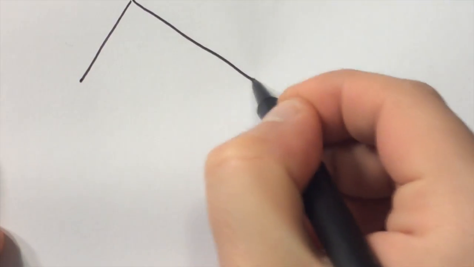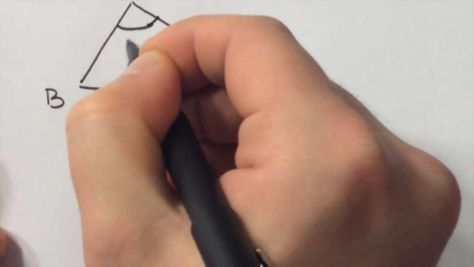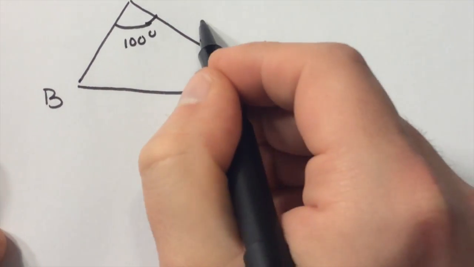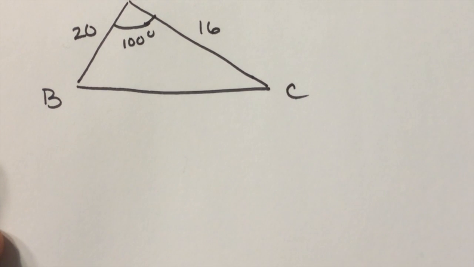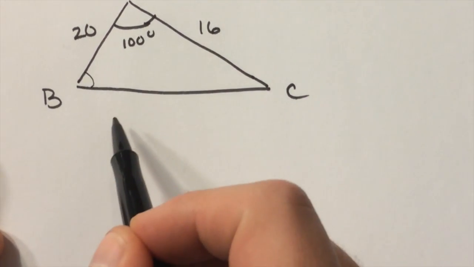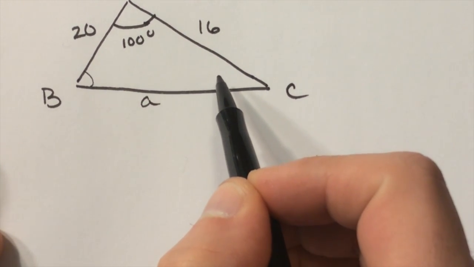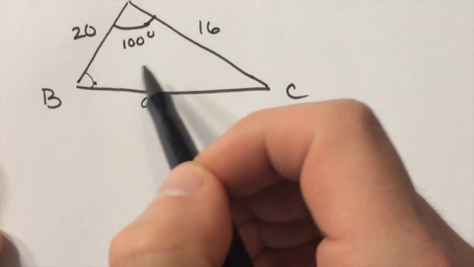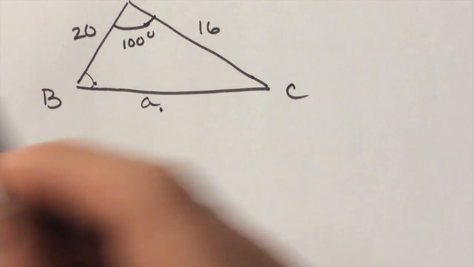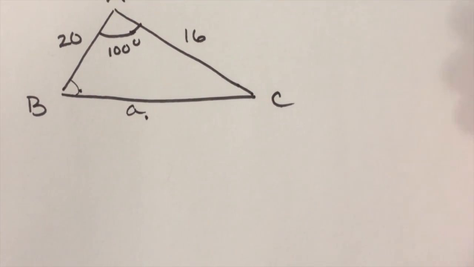Here's our triangle. It says angle A is 100 degrees. So that's 100. B is 16 feet and C is 20 feet. And I want to find the remaining pieces. So find B, find A, and find angle B. Oh, and find side A. And I'm guessing that should be angle C. So we'll just go with that.